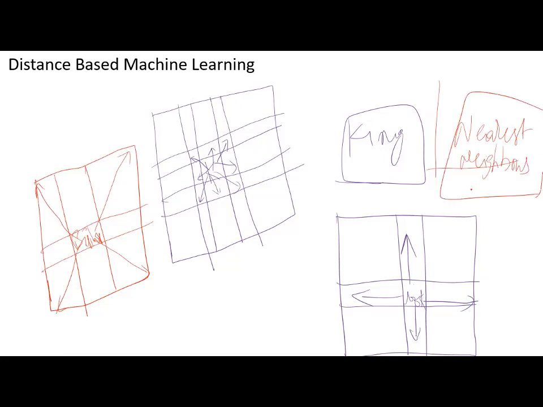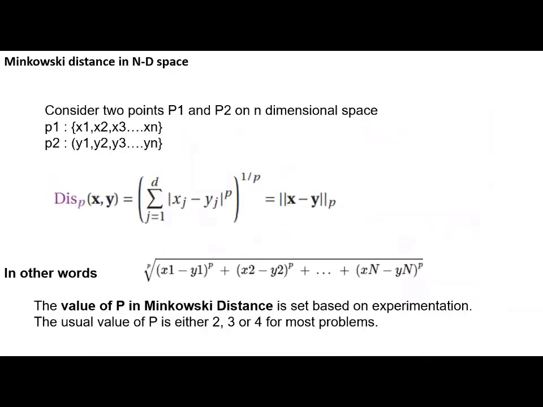Nearest neighbors. So we are going to learn this distance-based machine learning now. In the first phase, we will be learning the different types of distance metrics we have. In general, we'll just describe the definitions. After that, we'll be learning nearest neighbors. Let us go.